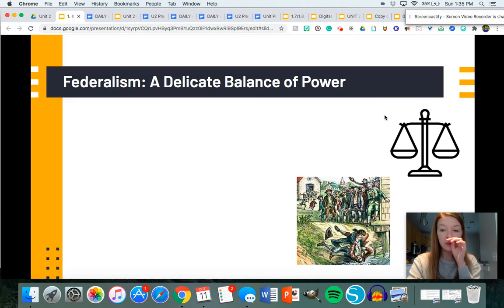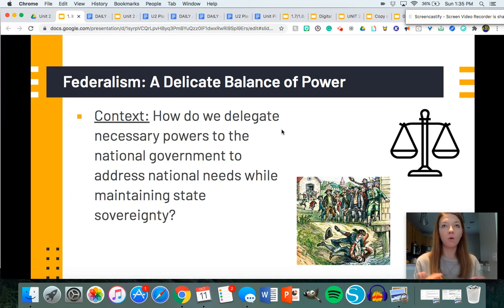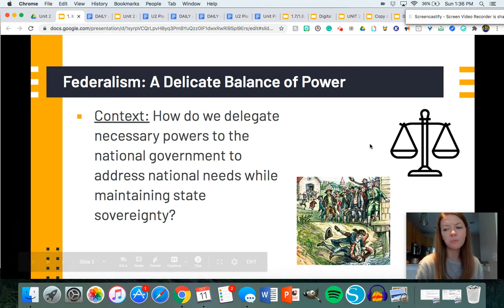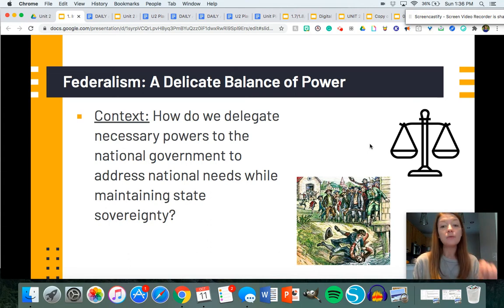So to jump in, I like to consider federalism this balance that you see here. Federalism really is this delicate balance of power. We have to think about where our founding fathers' brains were when they were creating our system of government, right? The context of this was right after the Articles of Confederation. How do we delegate the necessary powers to the national government so that we can address national needs, right? Especially when we couldn't, like with Shays' Rebellion. But how do we also maintain state sovereignty or independence and power?